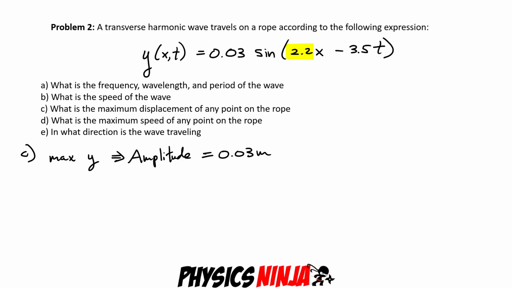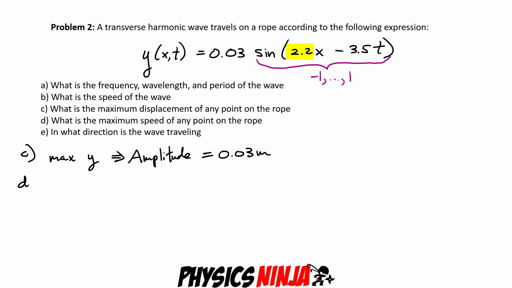Remember that the sine function, any trig function, sine or cos, is simply going to go between -1 and 1. So think about the maximum value being 1 for this function. You multiply that number by the number in the front, and you get the amplitude right here.